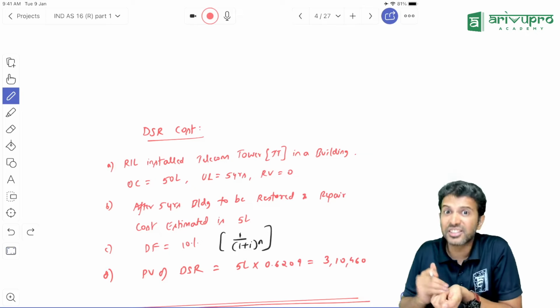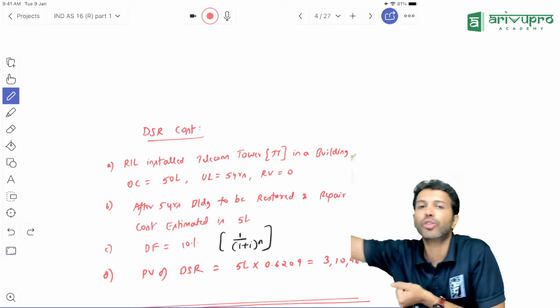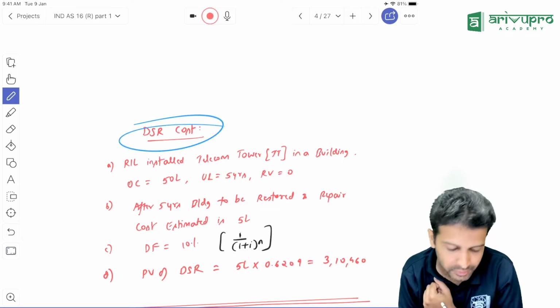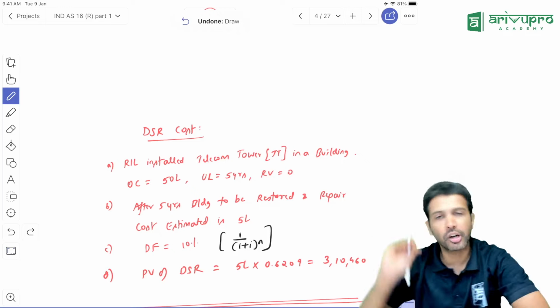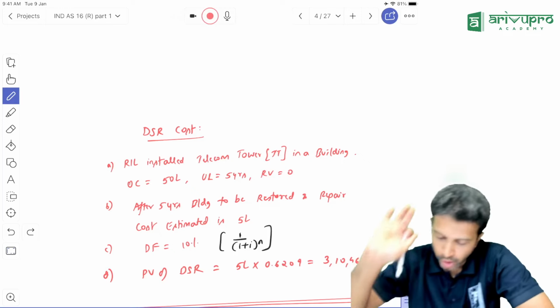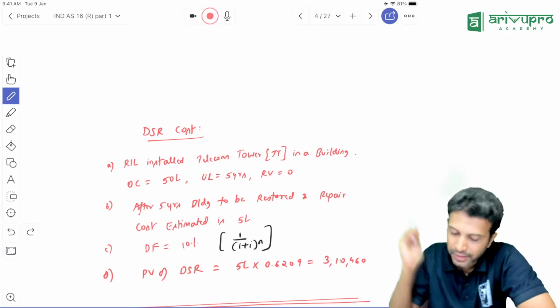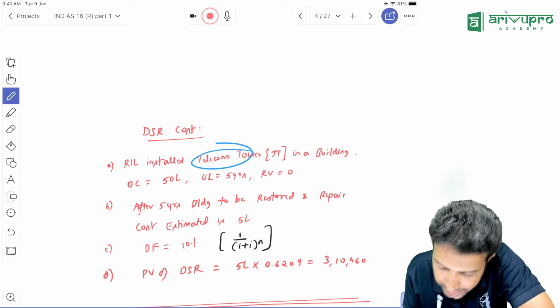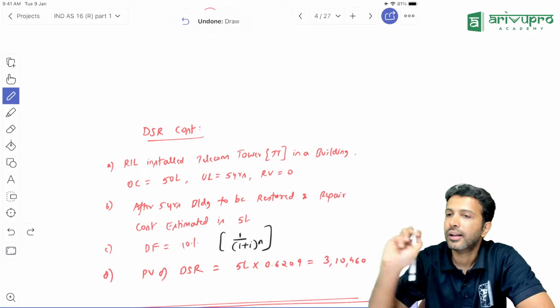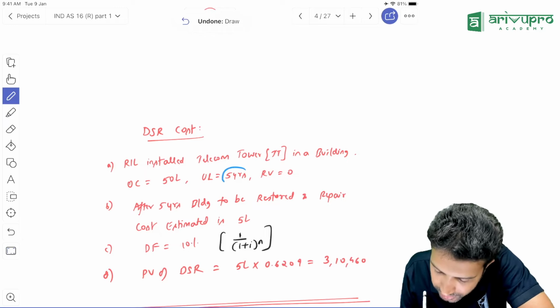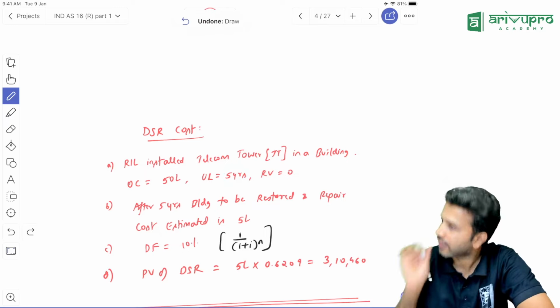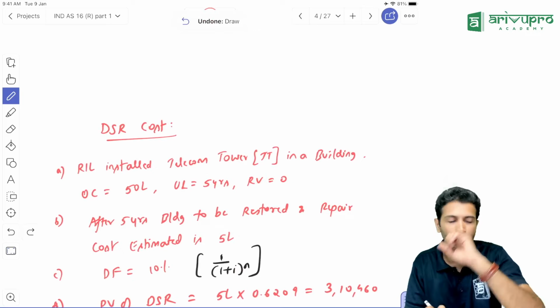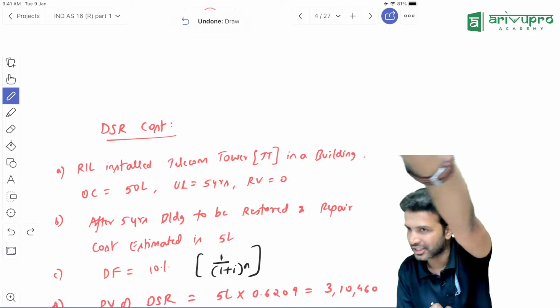Here, Reliance is restoring the building to its original condition. Such cost we call what, sir? DSR cost. Got the meaning, everybody? All right, let's take this example a little further. Originally, the telecom tower cost how much, sir? 50 lakh rupees, I've assumed. And the useful life of the telecom tower I've assumed to be 5 years. The residual value of this telecom tower I've assumed to be 0 for simplicity.